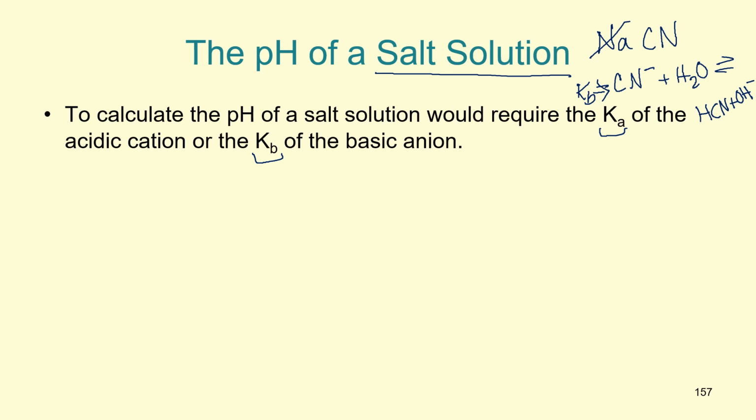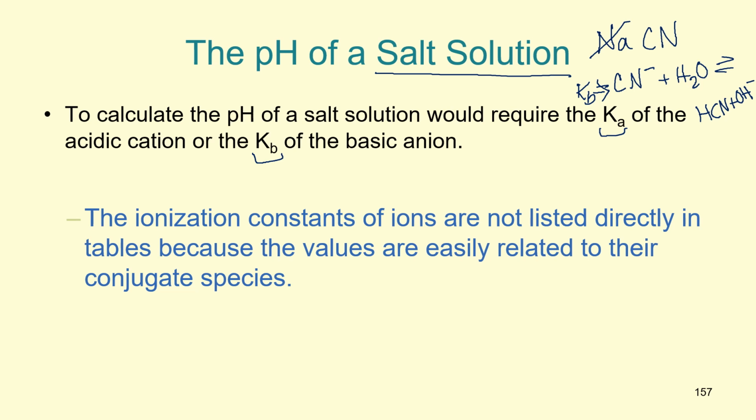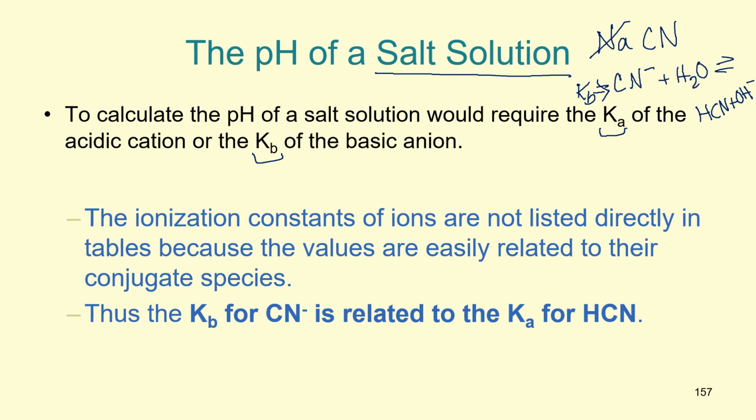But if you looked on the table, you're not going to find a Kb for this. They're not listed directly in the table book, but they are very easily related to the conjugate. So I'm going to show you how you can find it if you don't know it. Since we need the Kb for CN negative to do that problem, however, the only thing we could find is the Ka. So how are they related to each other?